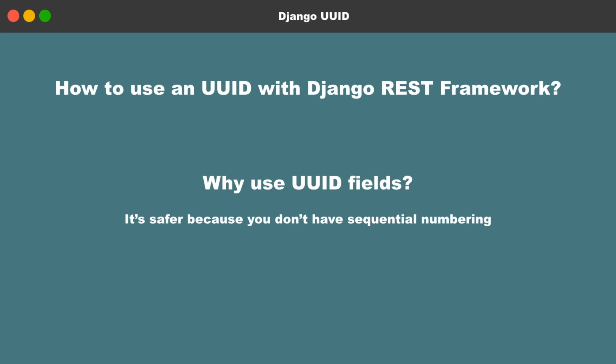Normal ID fields on Django have auto increment on them, so it goes from 1, 2, 3, 4, 5. So if you visit an article, for example, with ID 4, you usually know you can visit numbers 3, 2, and 1 also, and that's not very secure. And it's easier to replicate databases. If you want to copy a database from one server to another, it's much easier and better when you use UUID fields.